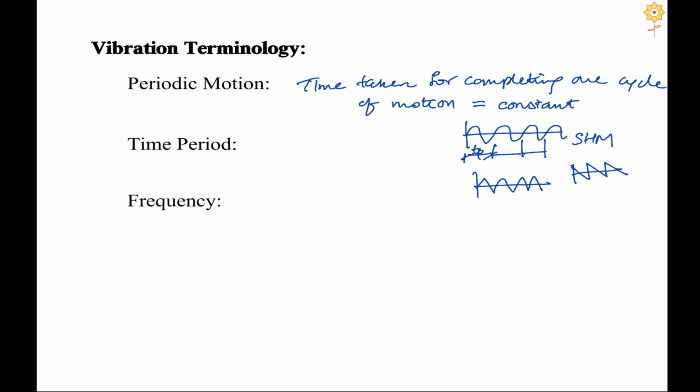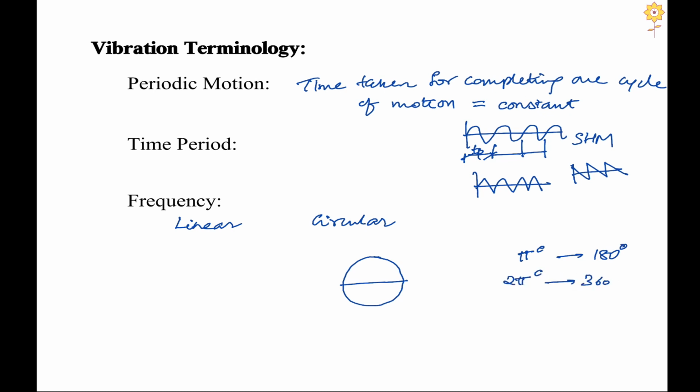Frequency. We have two types of frequencies. One is called as the linear frequency, while other one is called as the circular frequency. And we have some definite relation between the two. Suppose we are talking about one cycle, cyclic motion. So we know that pi radians corresponds to 180 degrees, and 2 pi radians corresponds to 360 degrees, which is one cycle.